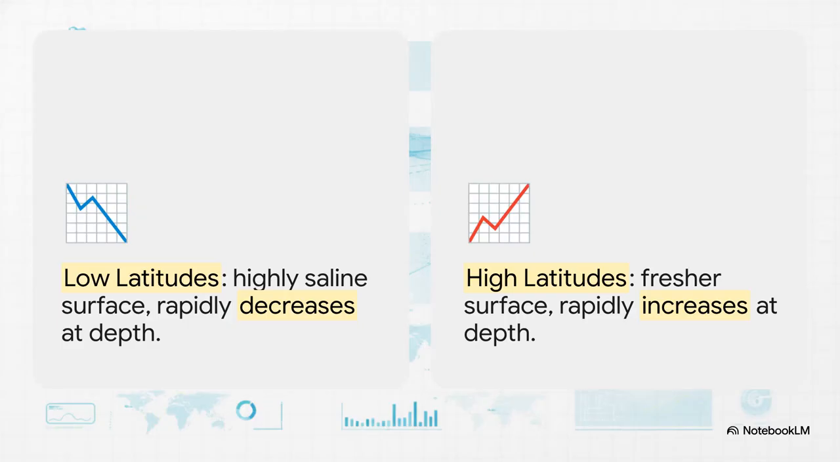If you drop a probe in the low latitudes, like the tropics, you're starting with highly saline surface water. But as you descend through that halocline, usually between 200 and 1,000 meters down, the salinity rapidly decreases. On the flip side, if you drop a probe at the high latitudes near the poles, you start in relatively fresh water because of all that melting ice. But as you dive through the halocline there, the salt content sharply increases.